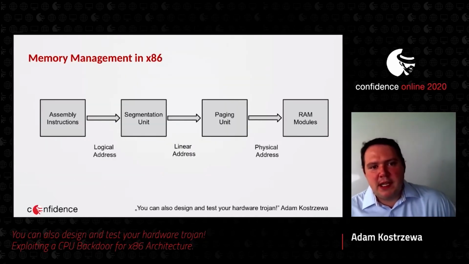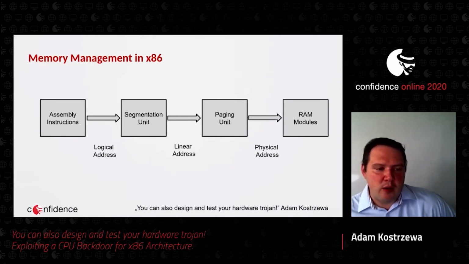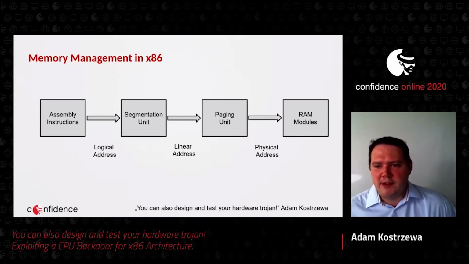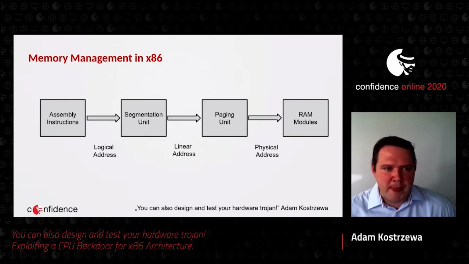Let us see how it works on an example of memory management in x86. This is how access to the physical memory happens. This is obviously a simplified view, but you have your assembly instructions. From assembly instructions, you get a logical address, which is passed to the segmentation unit, which gives you a linear address. Then you may have paging, but it's not a must. You may switch off paging, and at the end, you have a physical address, which refers to your RAM modules.